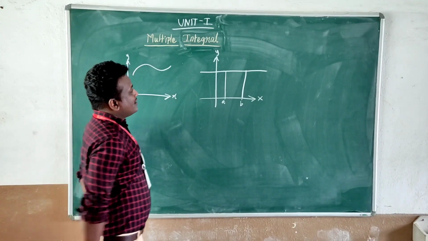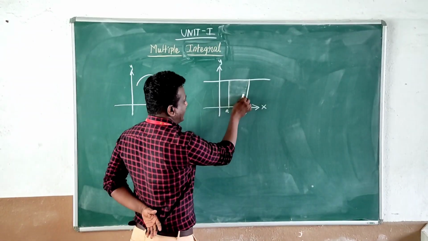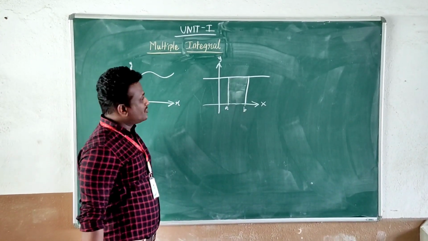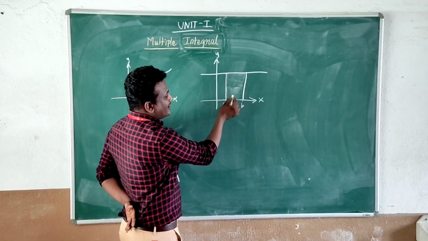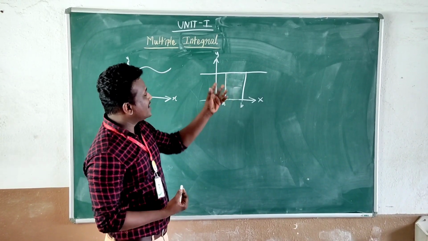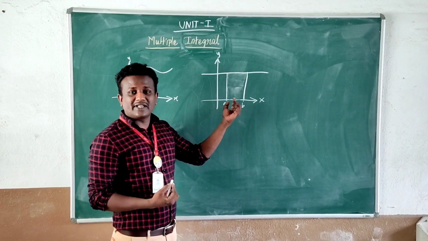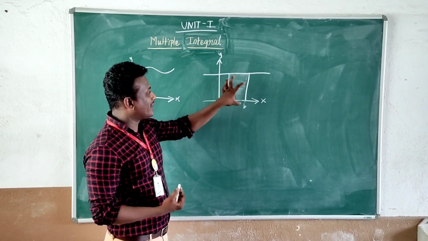Here I want to find out the area of this region. That is my task. To find the area we have a formula. Look at the picture, it is in a rectangular shape. By using the rectangular area formula, we can get the area.